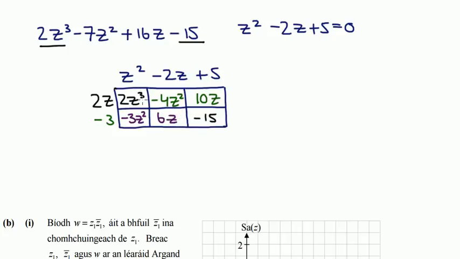Now I just double check that I'm right. So 2z cubed and minus 15, they're fine. Minus 3z squared minus 4z squared gives me my minus 7z squared. And the 6z plus 10z gives me my 16z, so I know I've done it correctly. So the quadratic is made up of the two roots that we started off with. So therefore 2z minus 3 is my other factor. So therefore z equals 3 over 2 is the other root that I'm looking for.